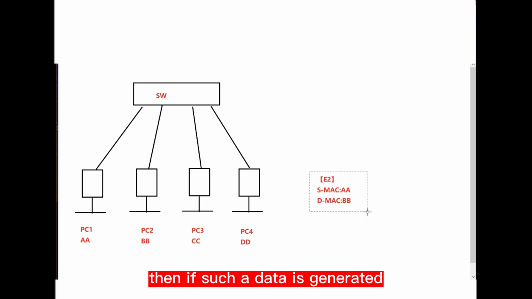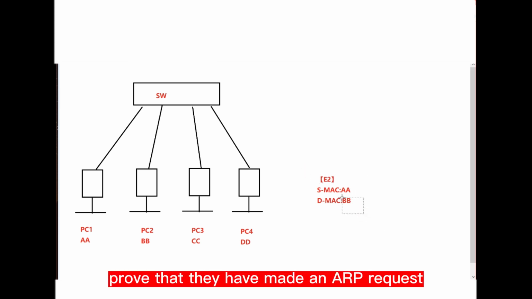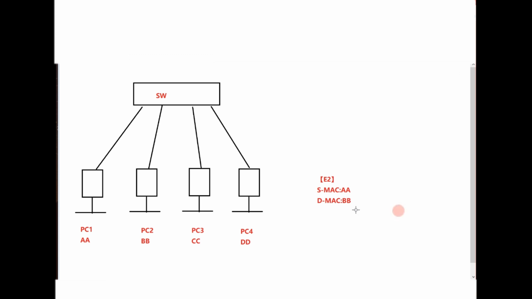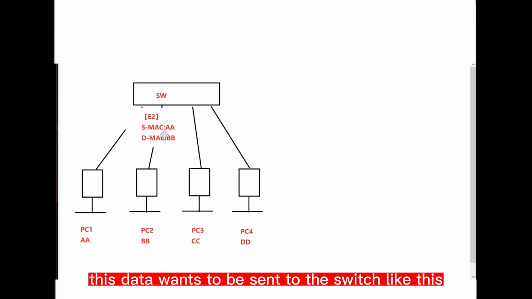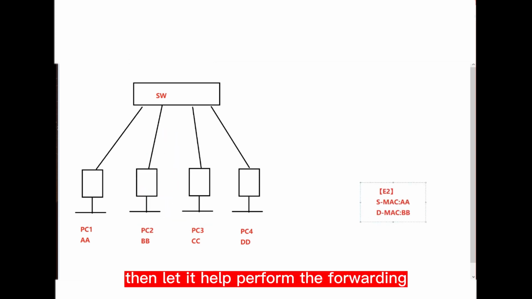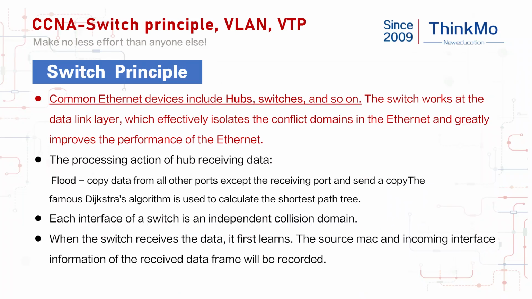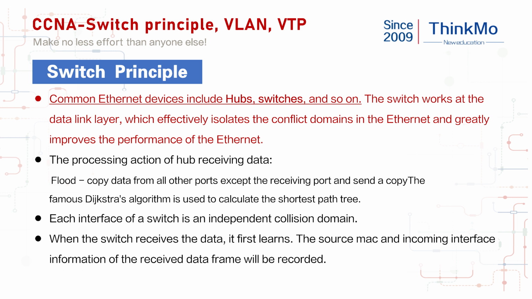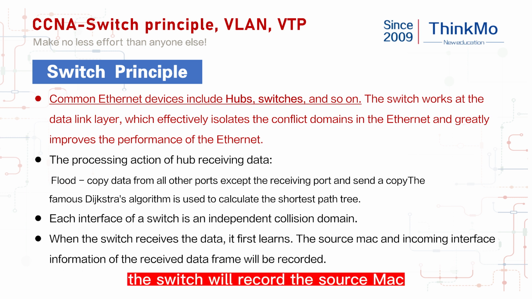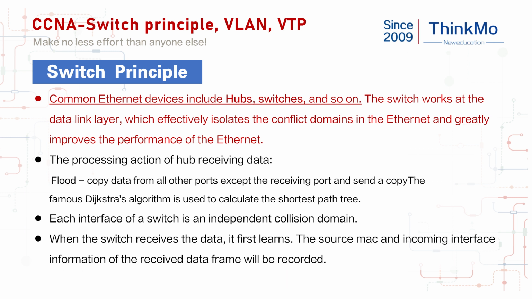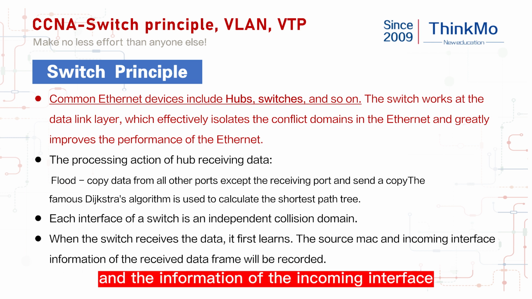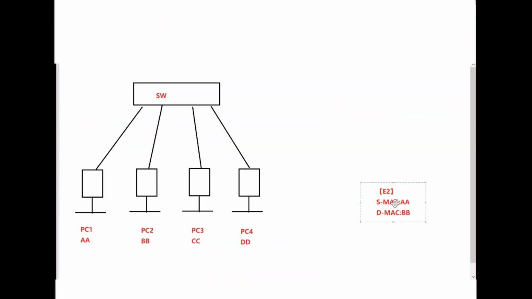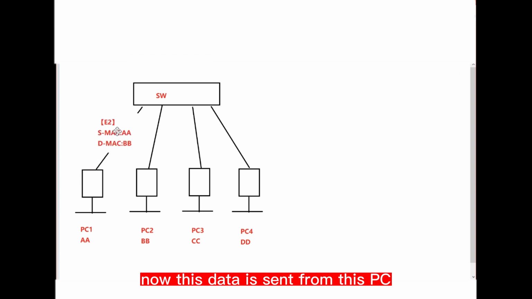If such data is generated, it proves that they have made an ARP request and already got PC2's MAC. This data is sent to the switch, which then helps perform the forwarding. For the switch, when it receives data, first it has to learn the MAC address. That is, the switch will record the source MAC of the received data frame and the information of the incoming interface. Now this data is sent from this PC.